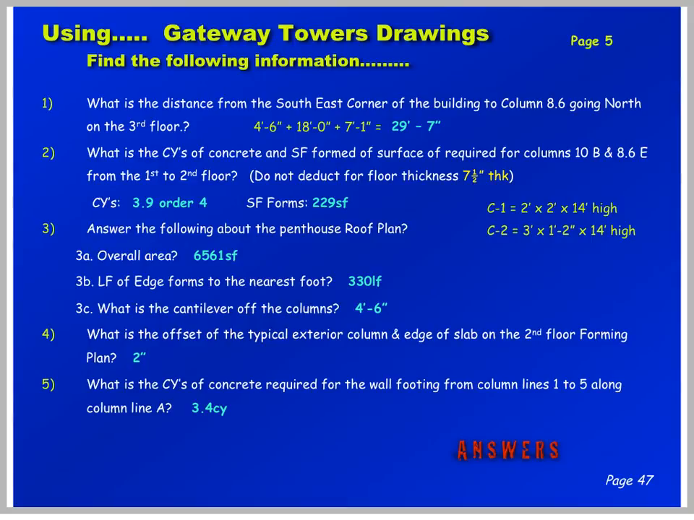Number 4, what is the offset of the typical exterior column and edge of slab on the 2nd floor forming plan? And that is 2 inches. What is the cubic yards of concrete required for the wall footing from column lines 1 to 5 along column line A? And the final answer is 3.4 cubic yards.